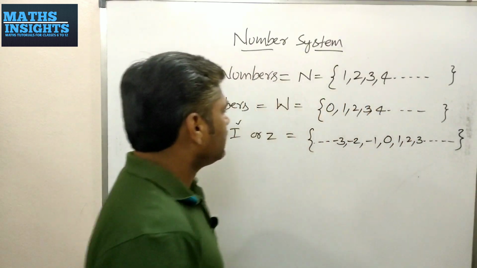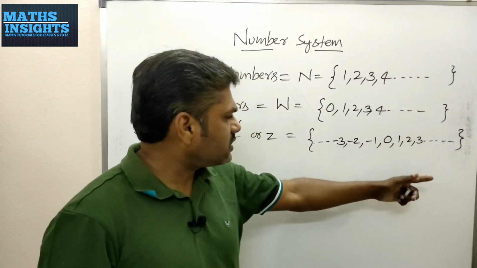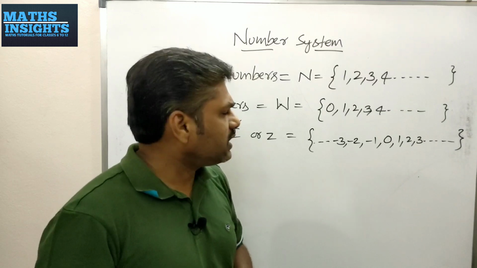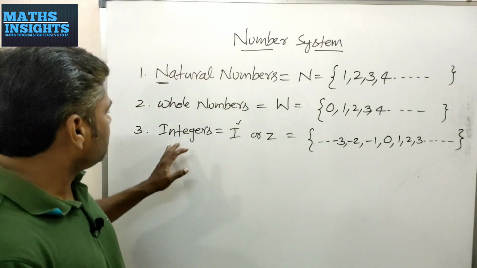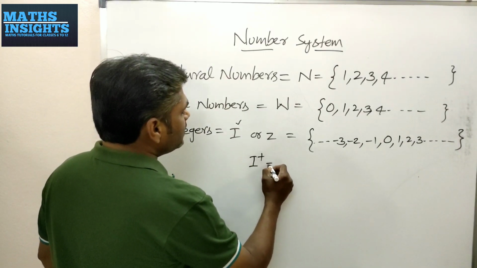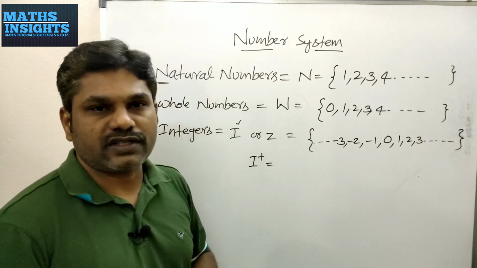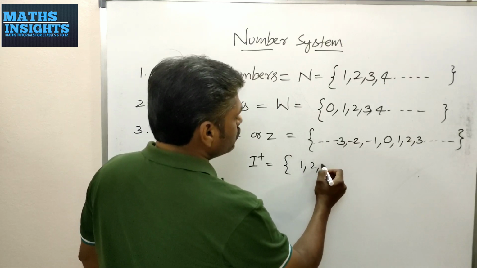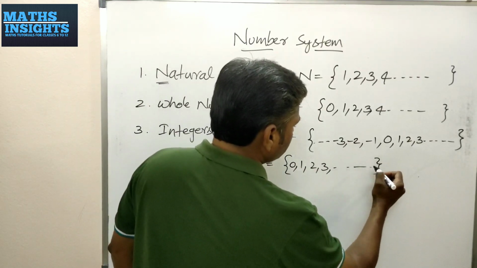I am enclosing 0, positive numbers and negative numbers. In this set of numbers, you could not find any decimals or fractions. From these integers you may sometimes write I plus, which is nothing but the set of positive integers. You may write positive integers like 1, 2, 3 and so on. You may include 0 also.